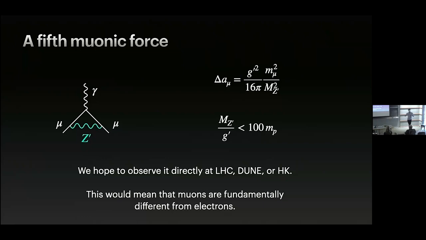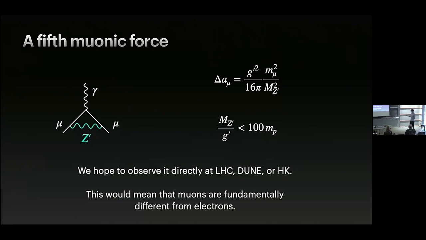You look for this by producing muons and looking for a new interaction between them, or a new particle that decays to muon pairs, and things like that. So we hope to observe this either at the LHC directly by producing these particles, or even at neutrino experiments, which, as we saw this morning, produce a lot of muon-flavored neutrinos. So if we have something wrong with the muon sector, you would also expect something weird going on in the muon neutrino sector.